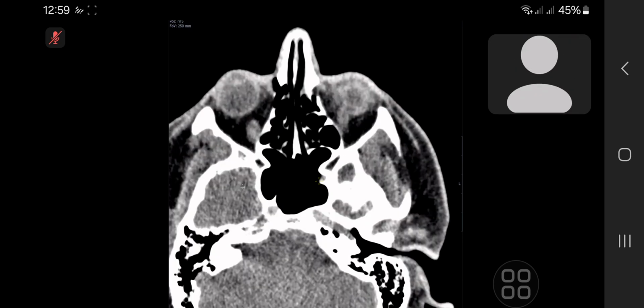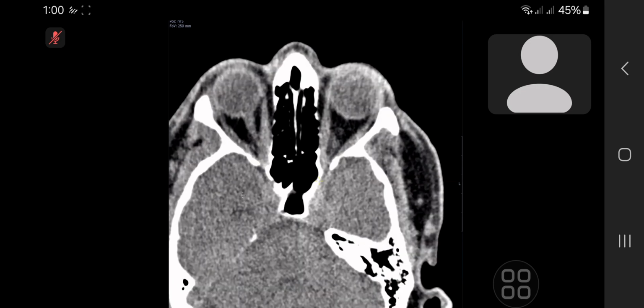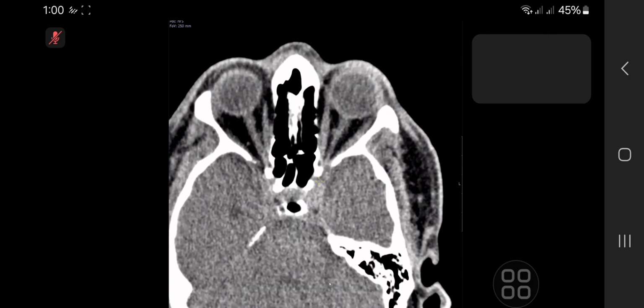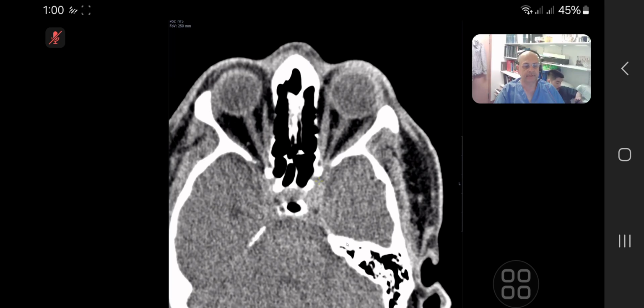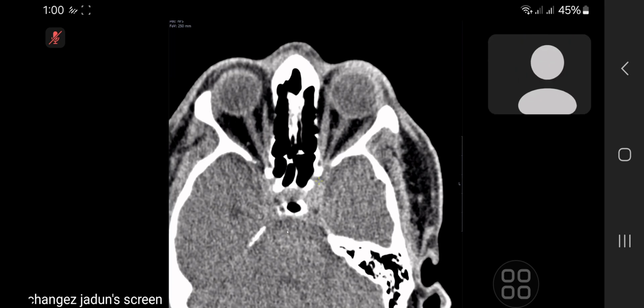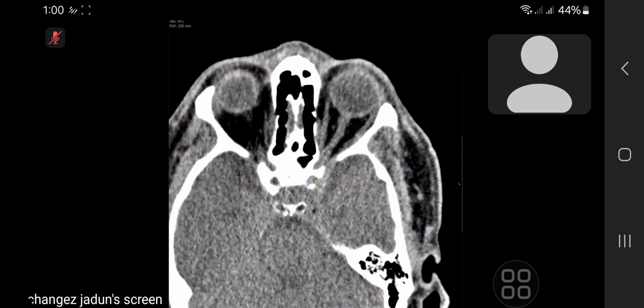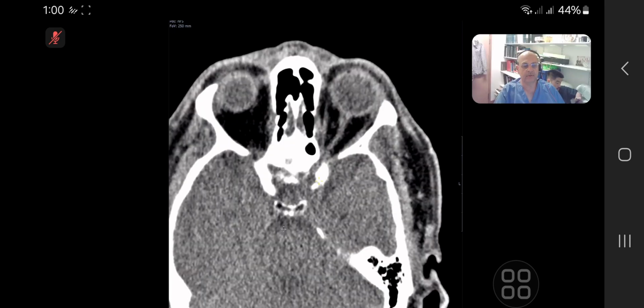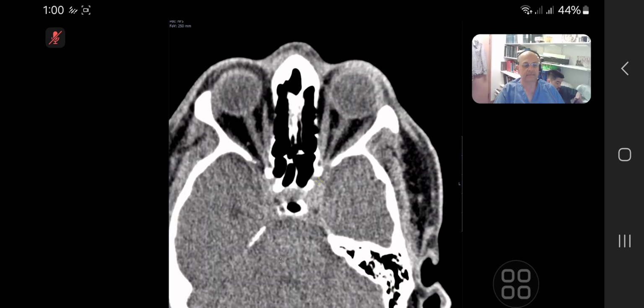Is the left one a little bit more hyperdense than the right, or is it just technical? I think, remember, this side is a bit up compared to the other side, so you may expect a bit of asymmetry. Good thinking: is it real or not? You look at the asymmetry and try to justify it.